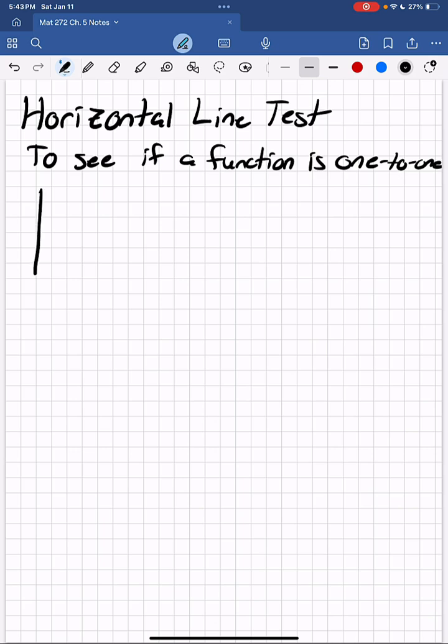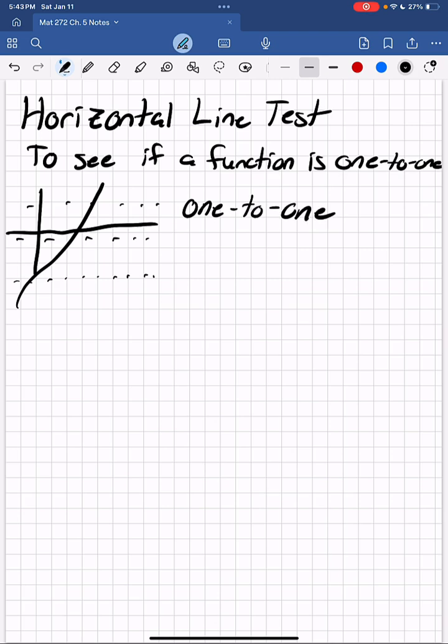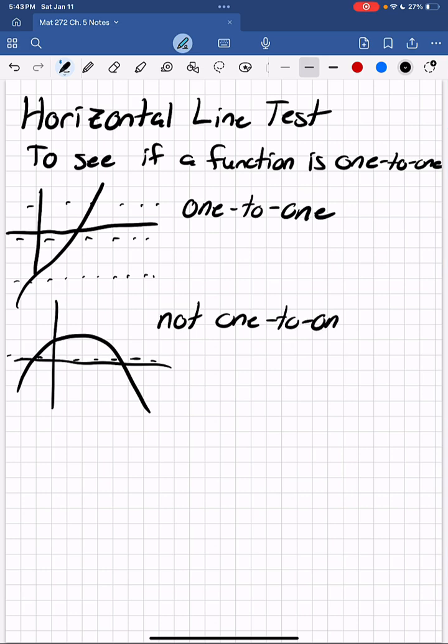So just as an example here, I'll just draw this. I take my horizontal line, test it out a few places. That function is 1-to-1. Okay, an example that would not pass would be something that does this, right? Horizontal line, it touches at 2 places, so that is not 1-to-1. Okay. All right, so being able to see if a function is 1-to-1 is very important.